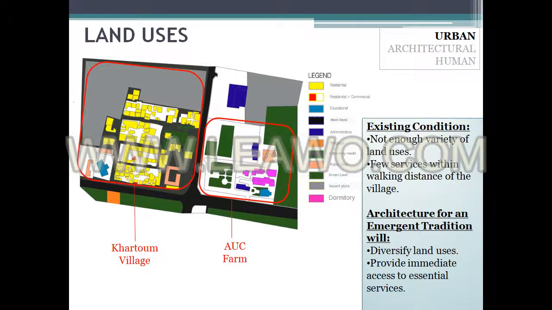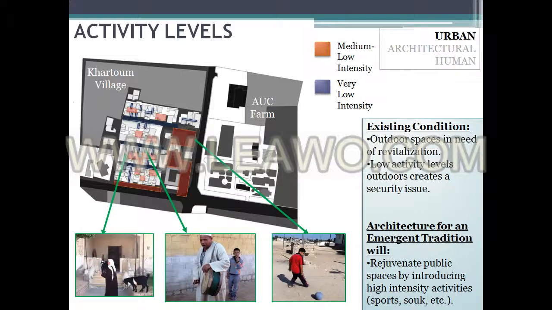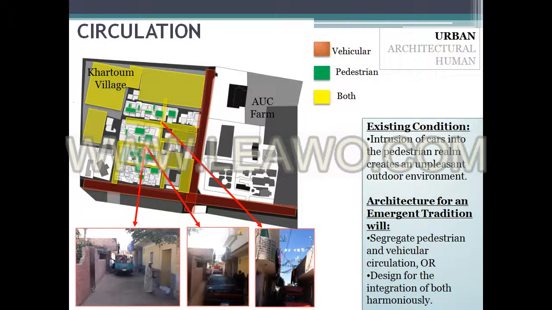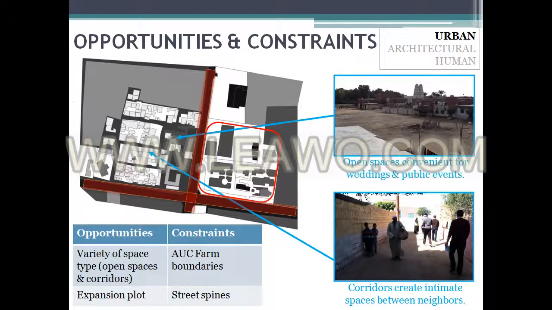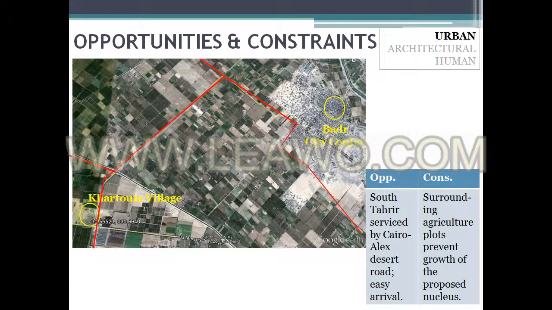At the urban level, we found that some of the problems are that their land uses are mainly residential, with a lot of variety and very low activity levels, which is not very safe in a desert area. We need to up the activity levels. Circulation is mixed, vehicular and pedestrian, which needs to be separated in any architecture proposed in this area. Some of the opportunities, though, are that they have some wide open spaces and some nice, warm, narrow corridors at the same time. They also have good connectivity to their public services through main roads.